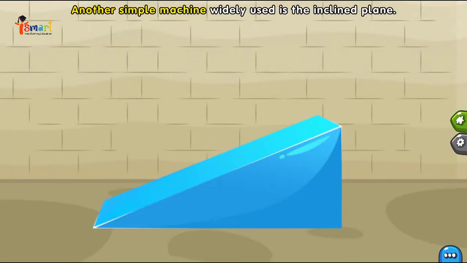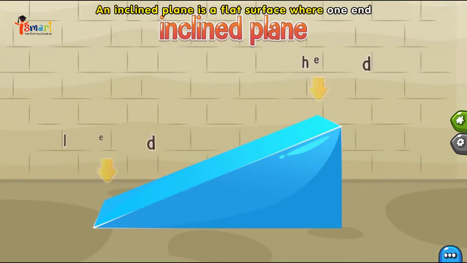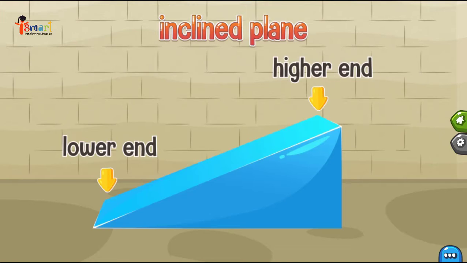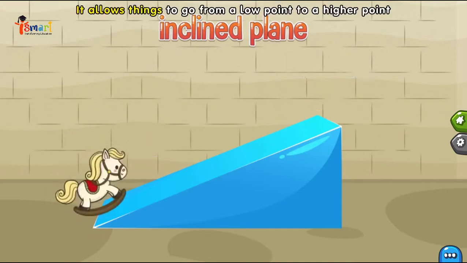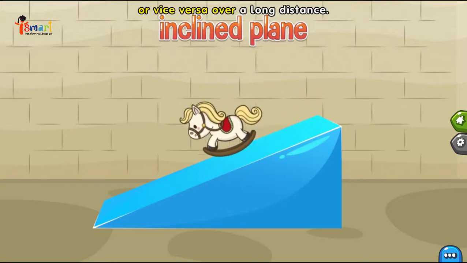Another simple machine widely used is the inclined plane. An inclined plane is a flat surface where one end is higher than the other. It allows things to go from a low point to a higher point, or vice versa, over a long distance.